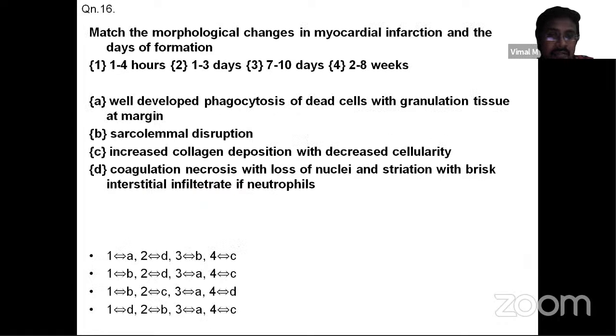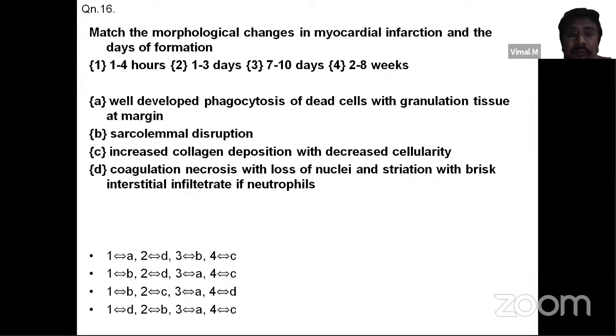Now coming to the other question, that is matching the morphological changes in myocardial infarction with the days of formation. What happens in the 1 to 4 days? What happens in the 1 to 3 days? What happens in the 7 to 10 days? And in the 2 to 8 weeks? The options are well-formed phagocytosis of dead cells with a granulation tissue at the margin. At which time is the granulation tissue formed? You know it is 7 to 10 days.